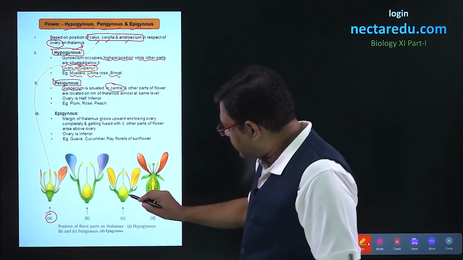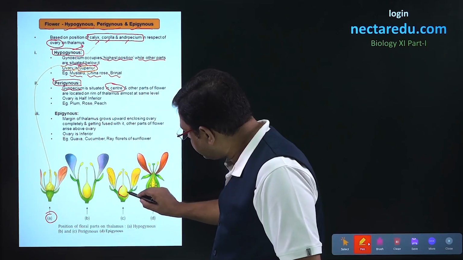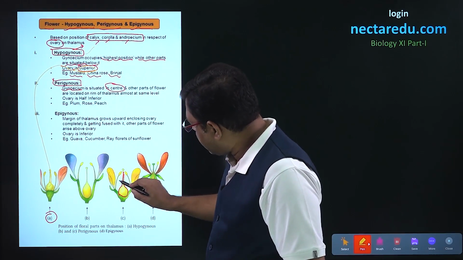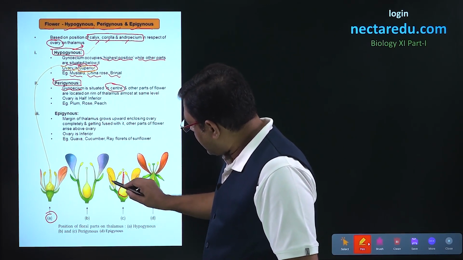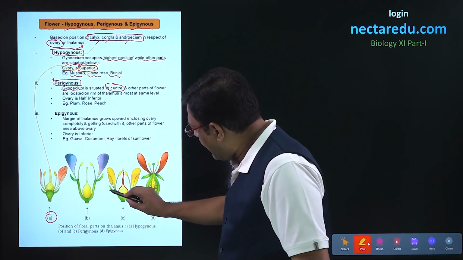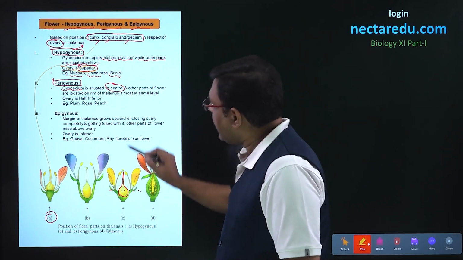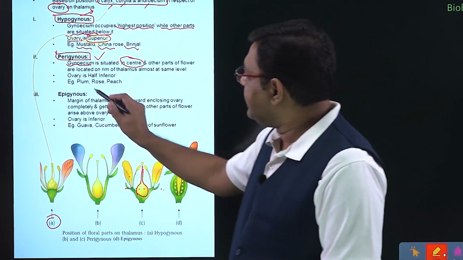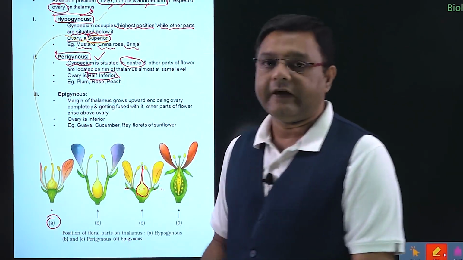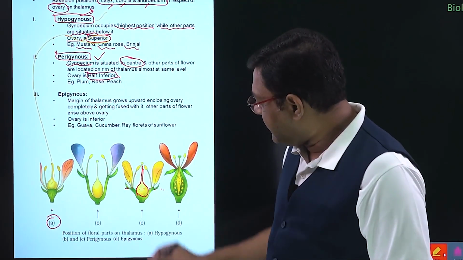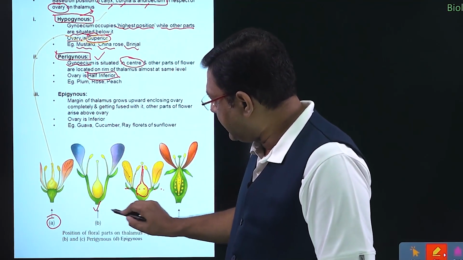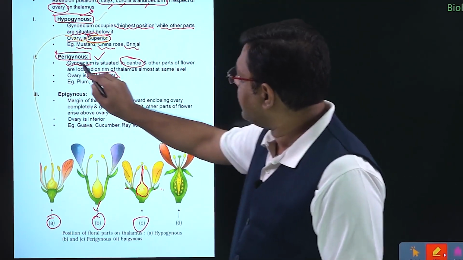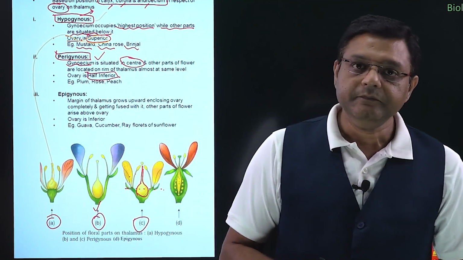Now, in this case, this central part is the ovary. The remaining three whorls, that is androecium, corolla and calyx, are almost on the same level, and that is why this condition is called perigynous. In this case, we can call the ovary half inferior. The same half inferior ovary is depicted in this particular diagram also. So, B and C both refer to the perigynous condition.